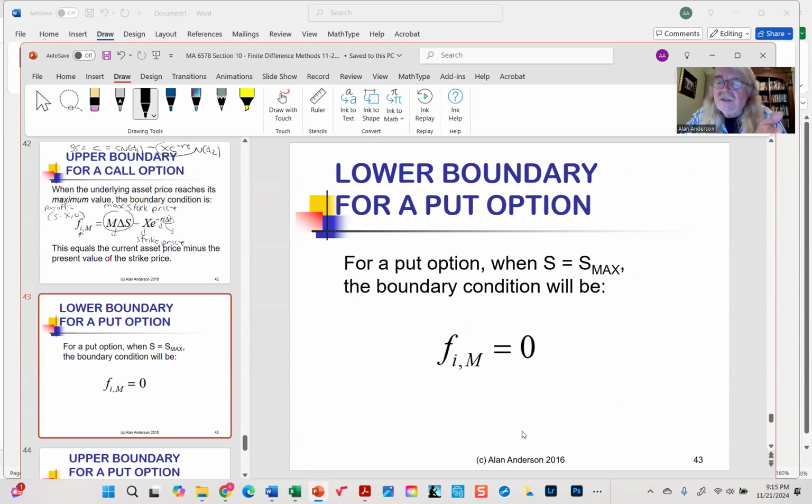Now, if we are pricing a put, of course, these are reversed. Reaching the top means the option is worthless, it's out of the money. And if we reach the bottom, then we have the payoff.